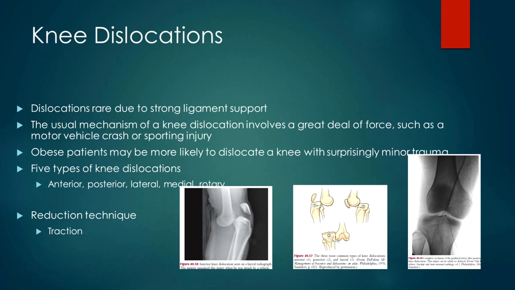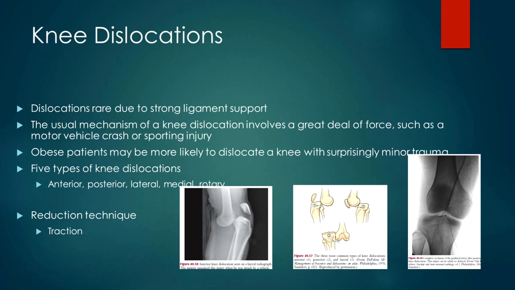Reduction technique is almost always traction. Knee dislocations are almost always clinically obvious. A grossly unstable knee that does not appear to be dislocated is probably a reduced dislocation and carries the same risk for vascular and other complications. The most important part of the clinical assessment is the vascular status of the extremity.